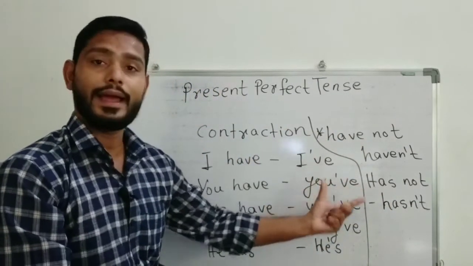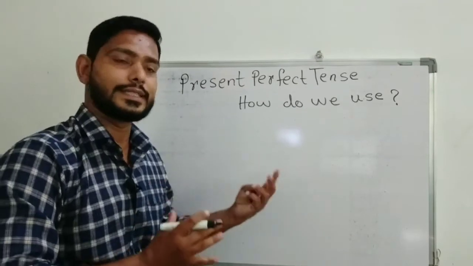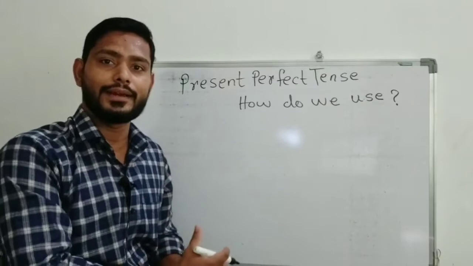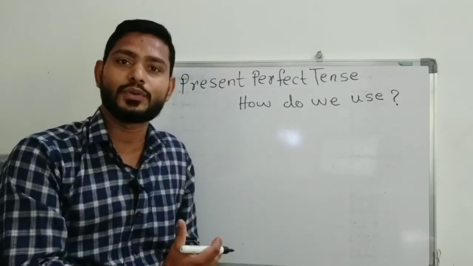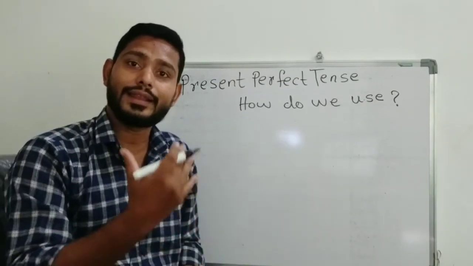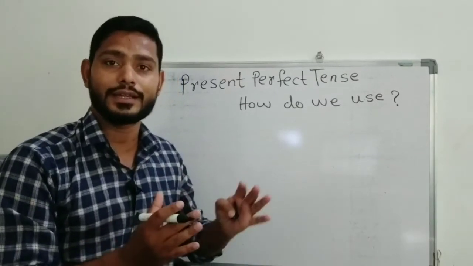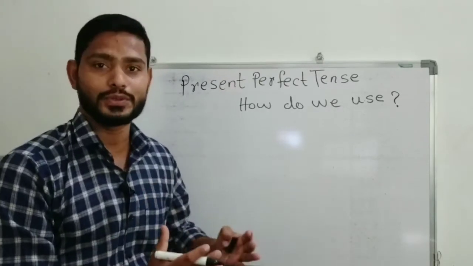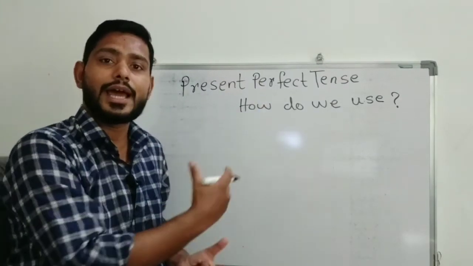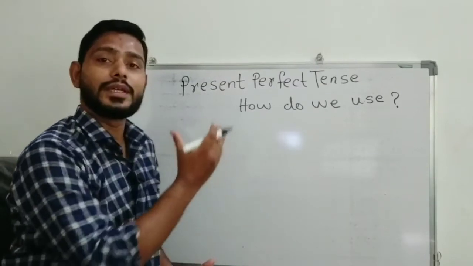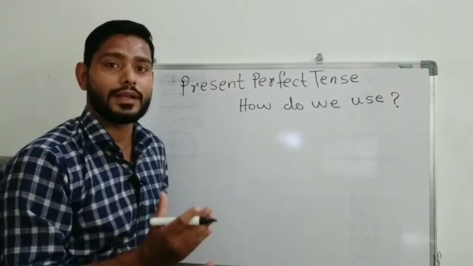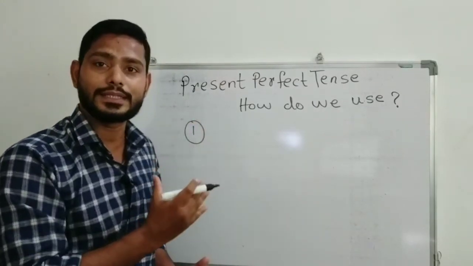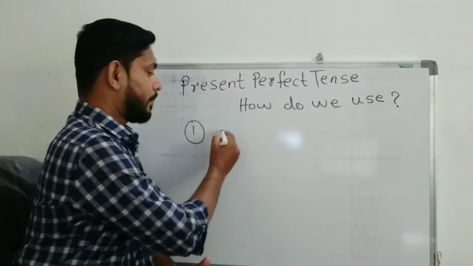Have not, has not. Now we are going to understand how we use present perfect tense in English. This is something very, very important to learn. If we are learning English, then we must understand the tenses: when to use, where to use, and how to use. So in this section I am going to explain to you how we use present perfect tense properly. The first criterion of using present perfect tense is to talk about experience.